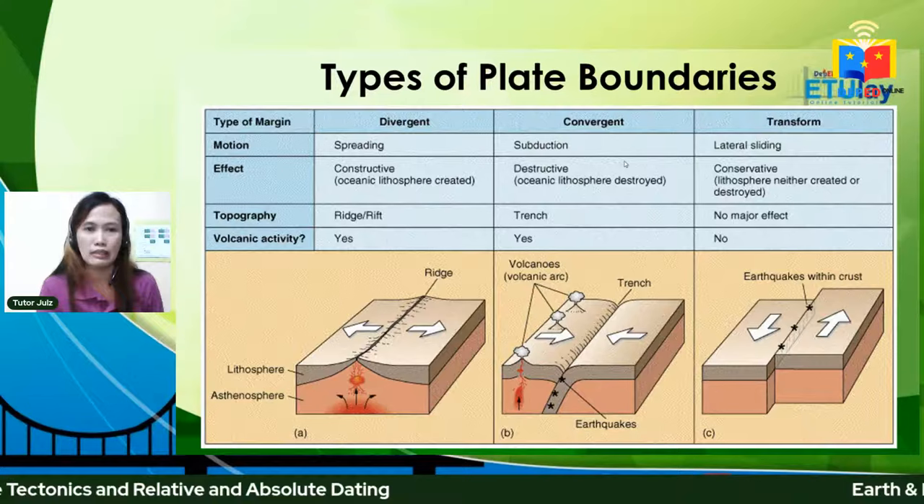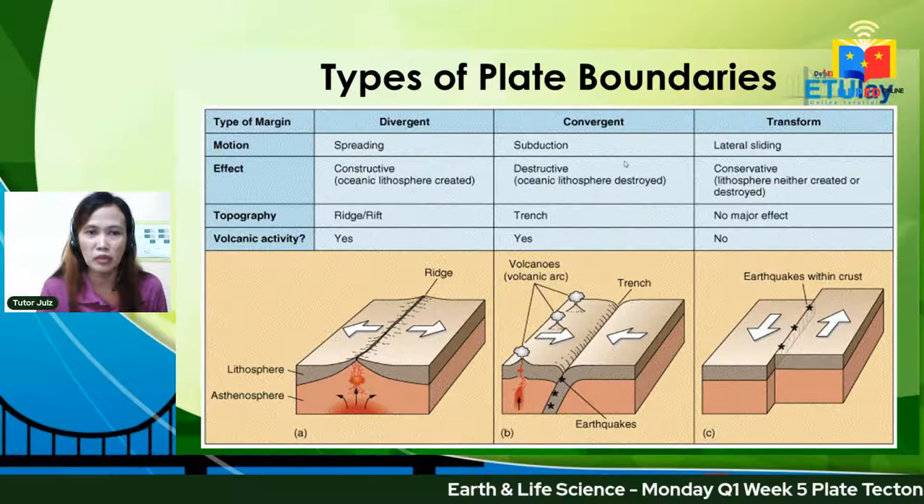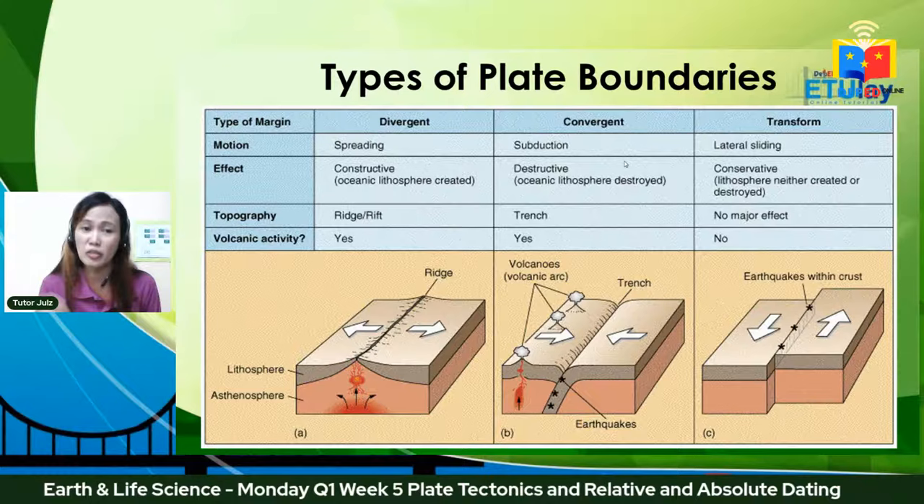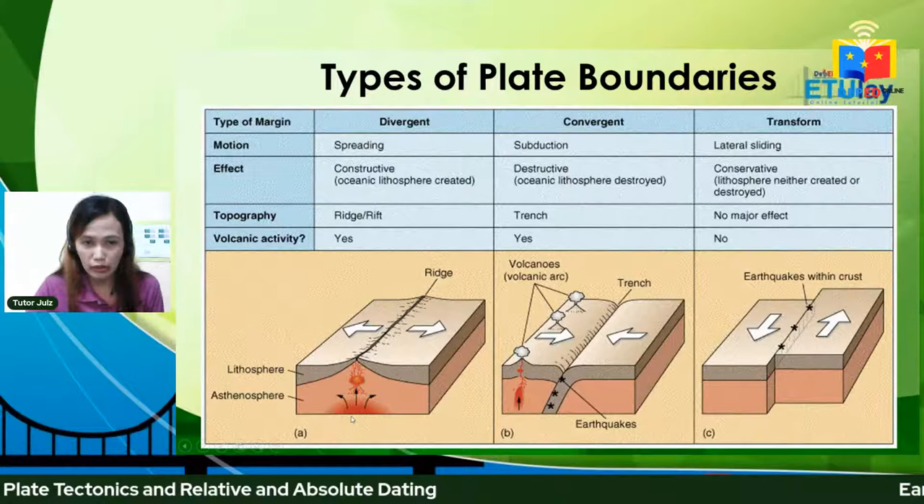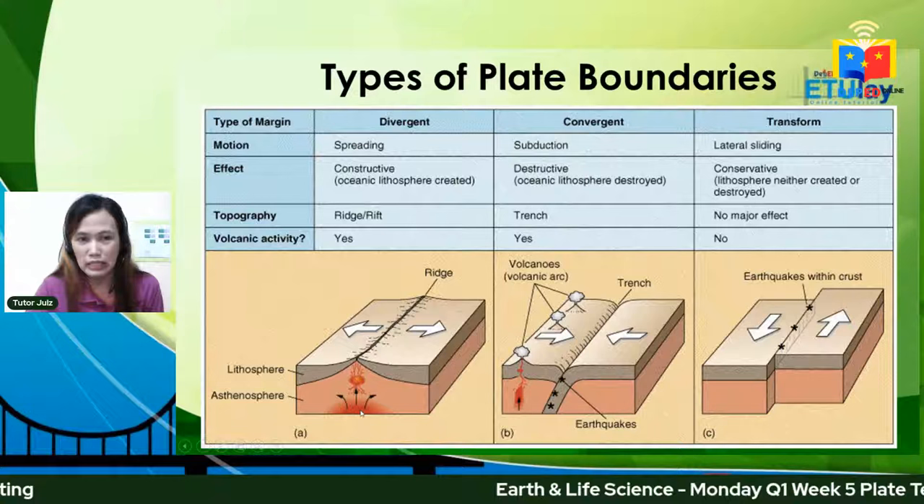The type of margin, the divergent, the movement in divergent is spreading. The effect is oceanic lithosphere created, and there's a formation of ridges, and there is volcanic activity. So look at the formation or the movement of the magma here in the asthenosphere. So that is how ridges form.